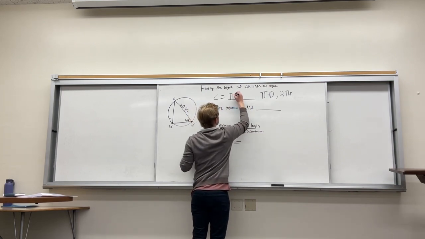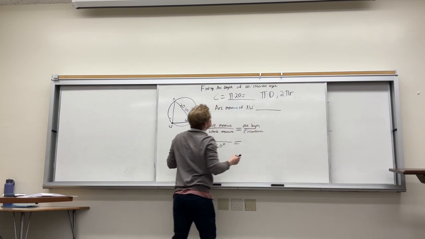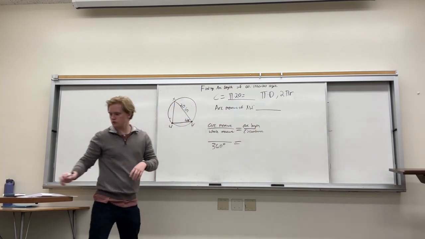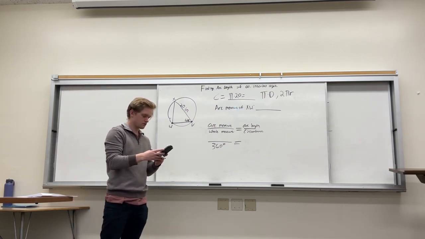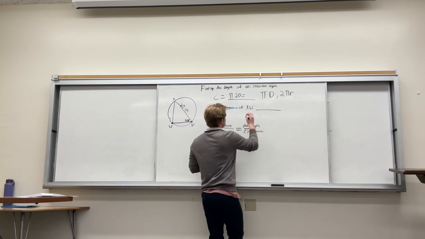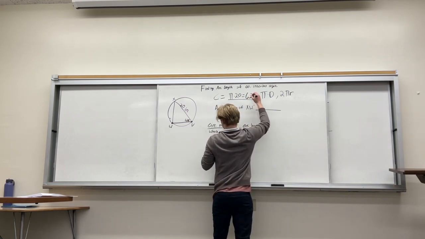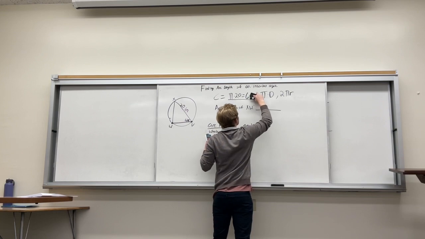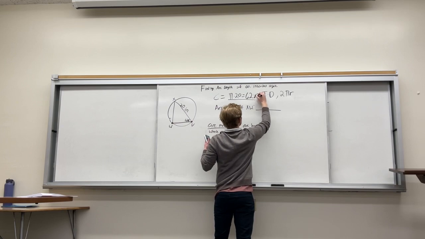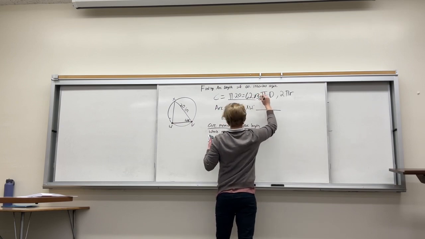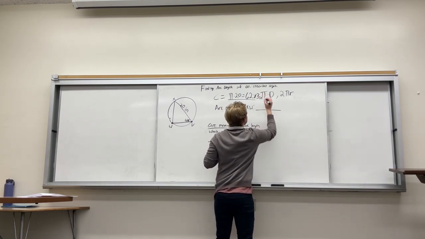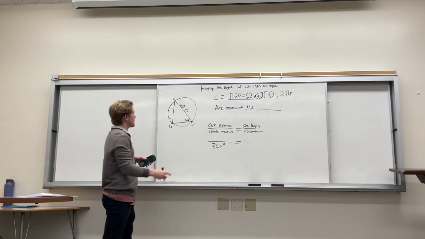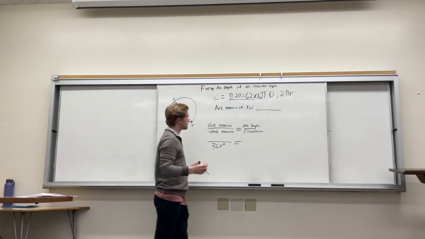So pi times 20 will give me what value? Well, put it into your calculator. Pi times 20 will give me 62.83 centimeters. Sorry, not even centimeters. Ooh, a little rough one for me right now. Inches. So we got to be careful with our units. Even I make mistakes sometimes too.